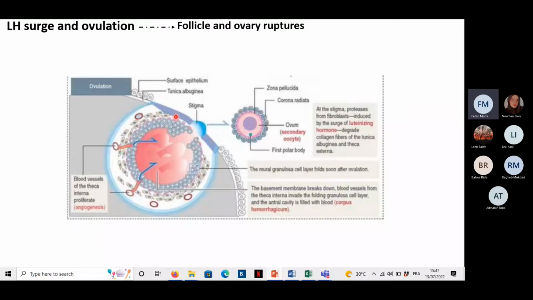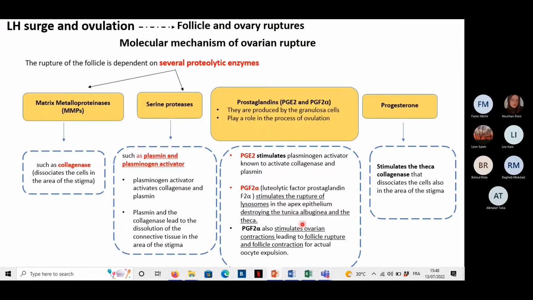So this will lead to the destruction of the tunica albuginea and the layer of epithelial cells in the stigma region and adjacent to it, and also to the theca, in the region next to the stigma, and to the ovarian cortex. So the PGF2 alpha also stimulates ovarian contractions, leading to the follicular rupture and follicular contraction for actual oocyte expulsion.